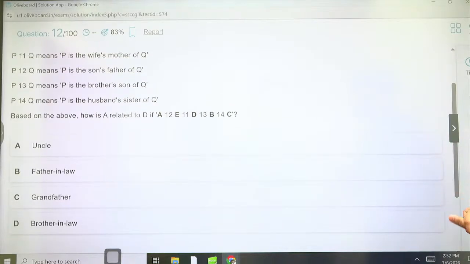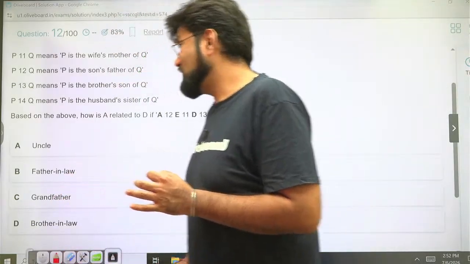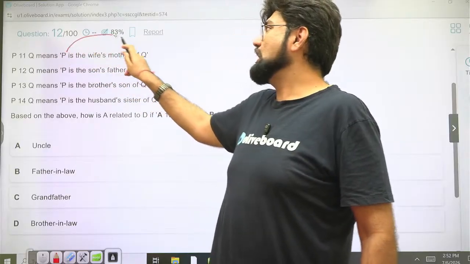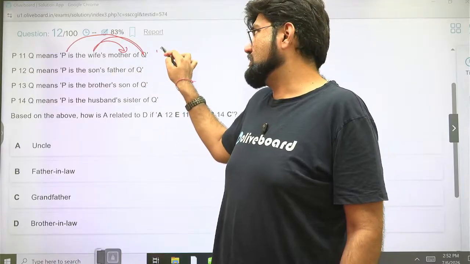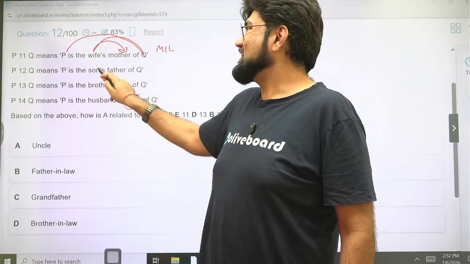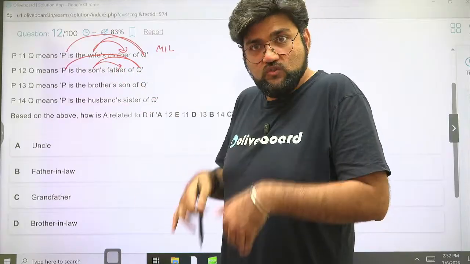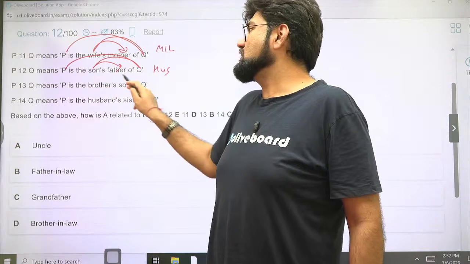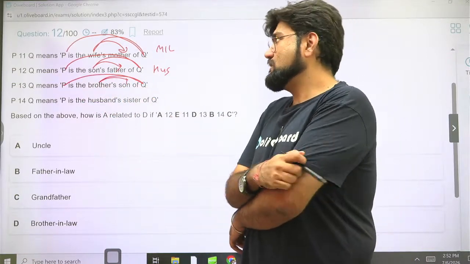Next. This is actually a very good question. See. Now here in the code itself, they have given you indirect relationships, not direct relationships. Okay, you need to have an understanding here. P is wife's mother of Q. That means P is Q's wife's mother. Q's wife's mother means P is the mother-in-law of Q. P is son's father of Q. That means P is Q's son's father. Q's son's father means P is the husband of Q. P is brother's son of Q. P is Q's brother's son. So P is the nephew of Q.